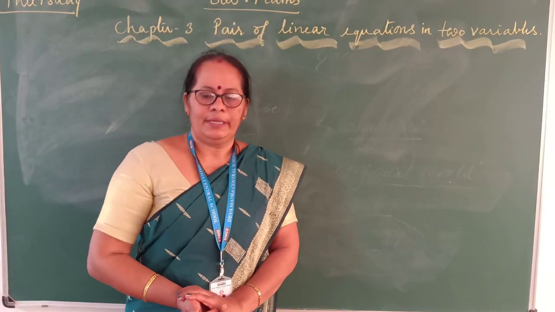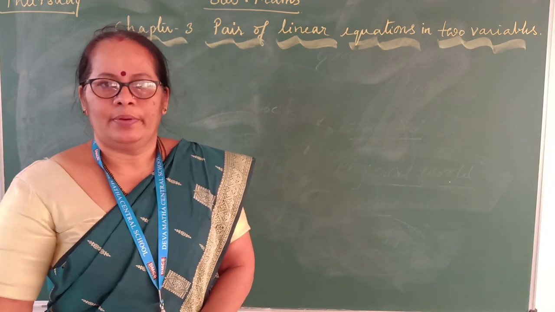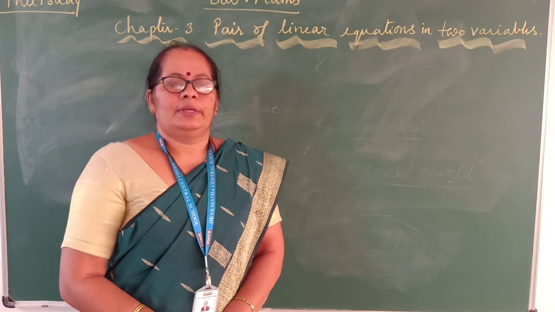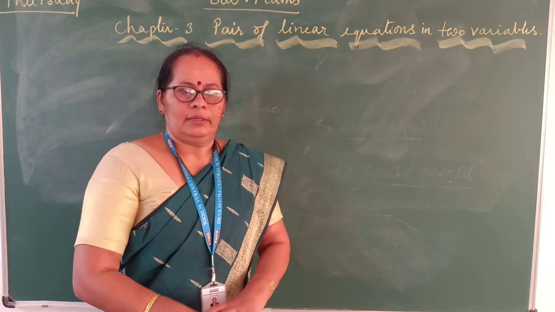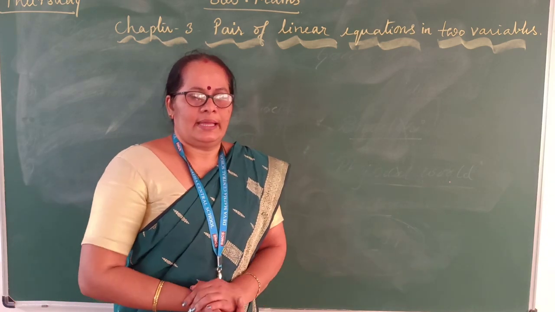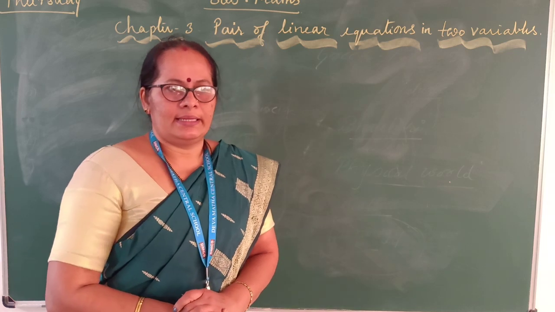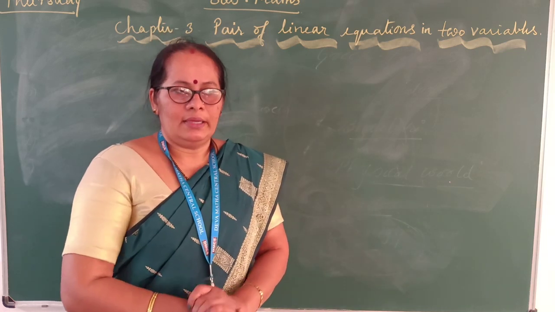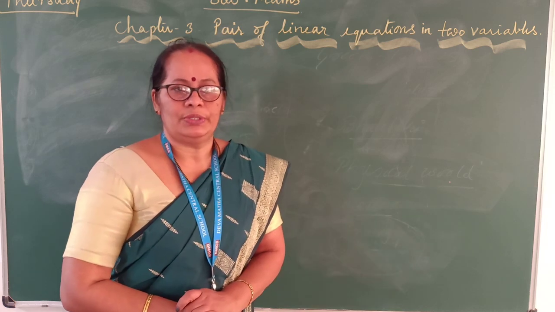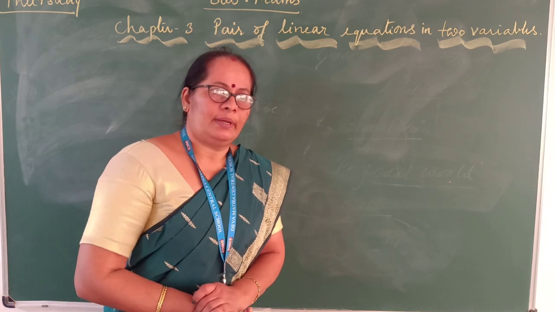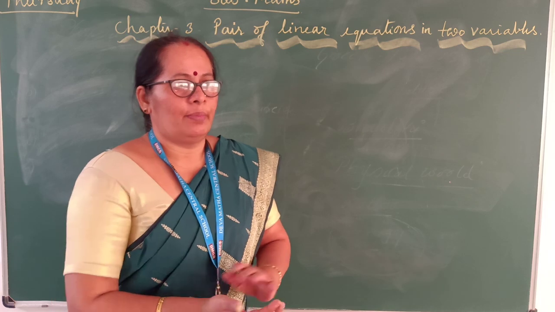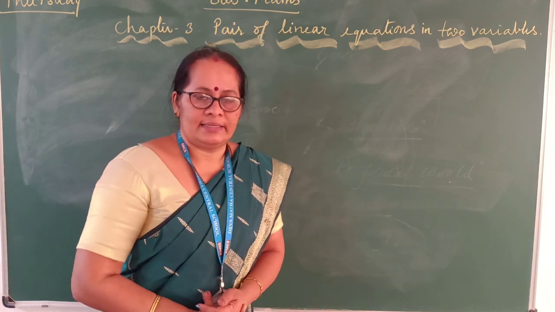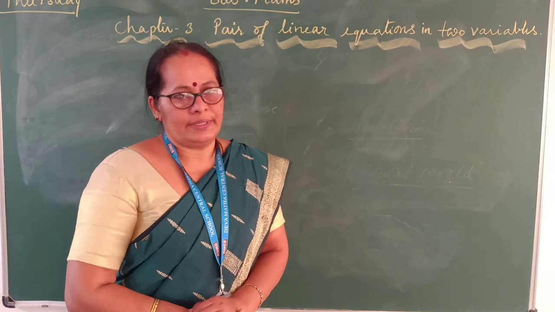In the previous video, we discussed the graphical method of pair of linear equations. In that graphical method, we observed that some lines are intersecting, some lines are coincident and some lines are parallel. We also learned the ratios A1 by A2, B1 by B2, C1 by C2. By finding these ratios, we can tell whether the lines are intersecting, parallel or coincident.